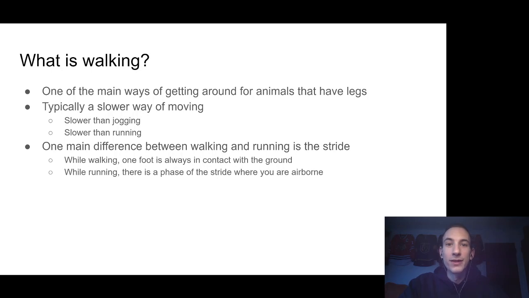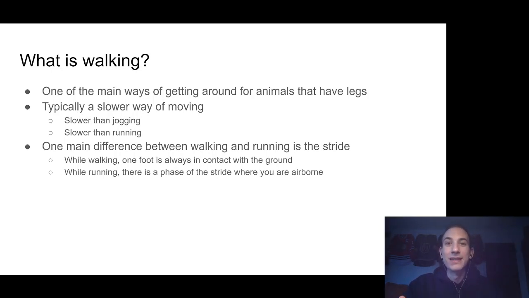So, walking is one of the main ways of getting around for animals that have legs. Something like a fish or a snake, you wouldn't really say that walks because it doesn't have legs. But an anteater or a giraffe or a human, they all walk because they have legs. It's typically a slower way of moving, so you can jog, which is kind of medium fast, or you can run, which is a little bit faster.